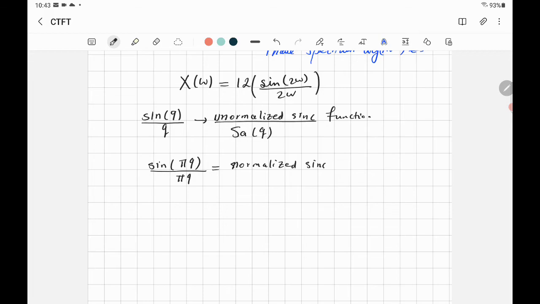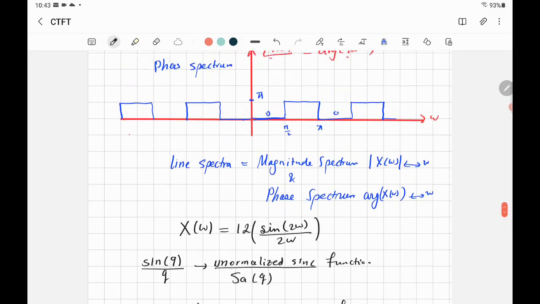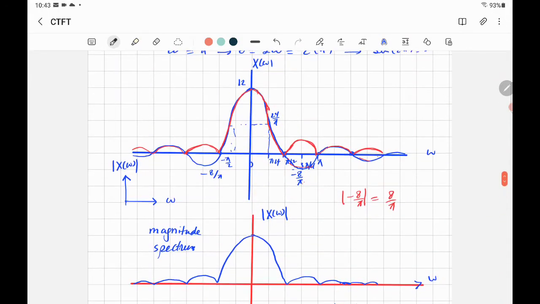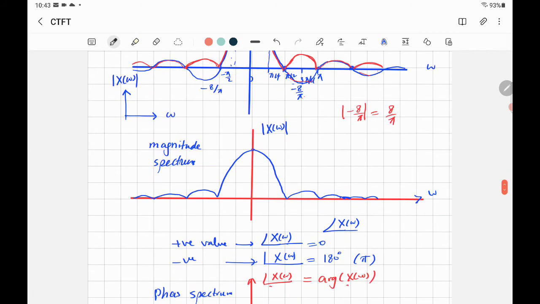sinc function. How do you write it? Sinc q equal to sine pi q over pi q. And the graph of sinc q is very similar to what we did here, X of omega. That's what we call sinc.